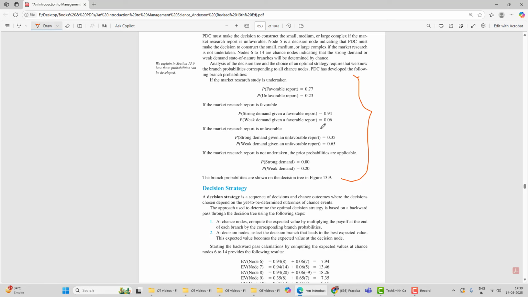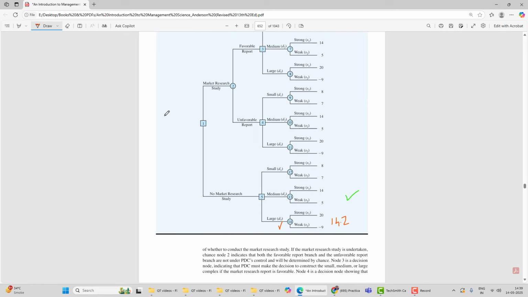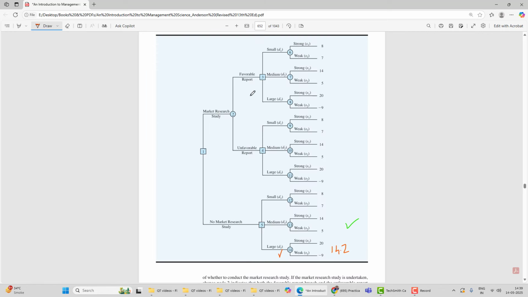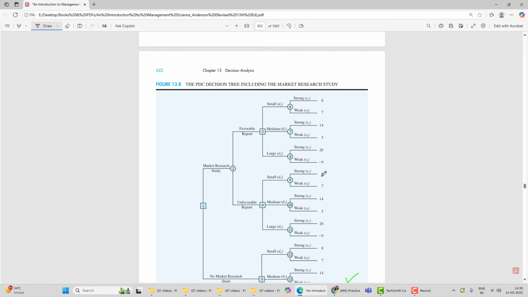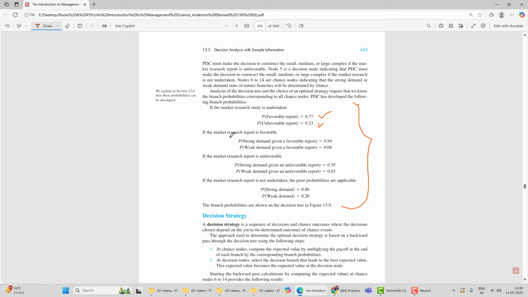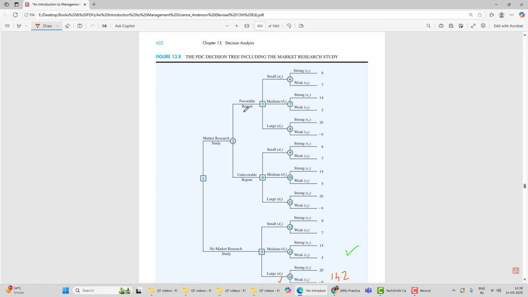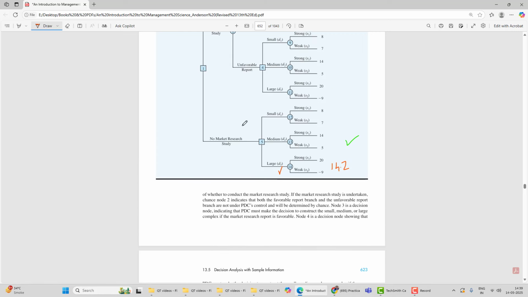So what is the probability information? It's about, if the market research study is undertaken, the probability of getting a favorable report is 0.77, and obviously 1 minus 0.77 will be 0.23. So these two are the probabilities which we are going to use here for favorable report and for unfavorable report, right? 0.77 and 0.23. So you will write here 0.77, you will write 0.23. Okay, then if the market research is favorable, so let me just write here for your, this is your 0.77, and this is 0.23.